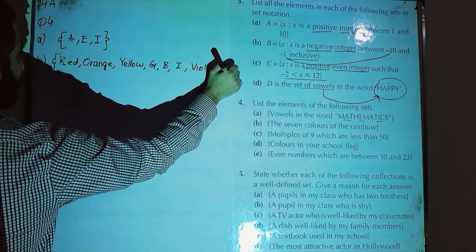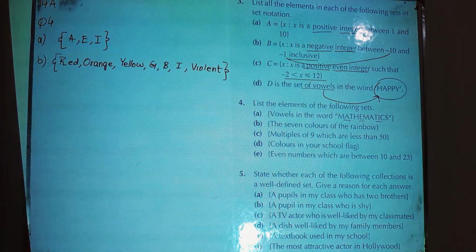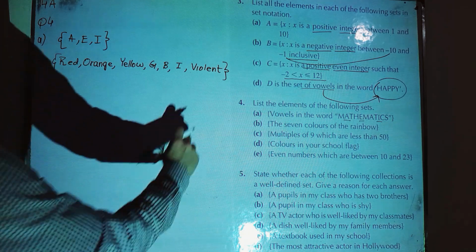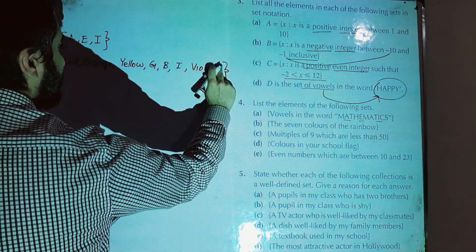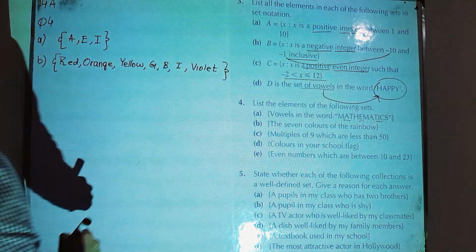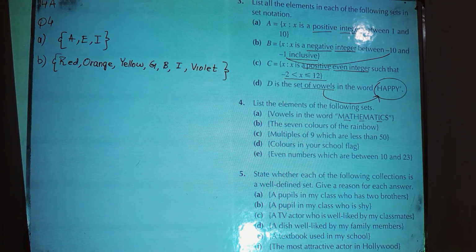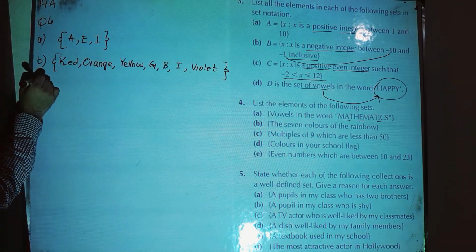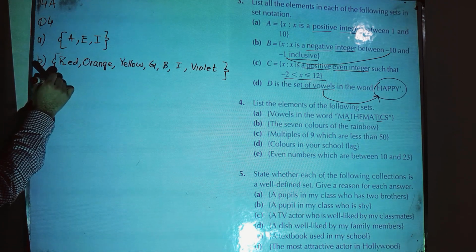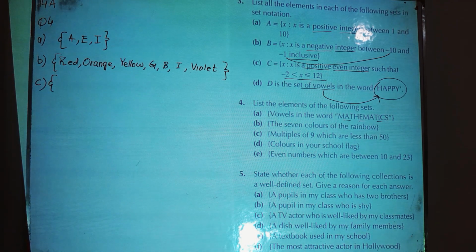Okay, so this is the answer for part number B, which would be violet. Let me correct. Okay, part number C is multiples of 9 which are less than 50. Okay, multiples of 9 less than 50.